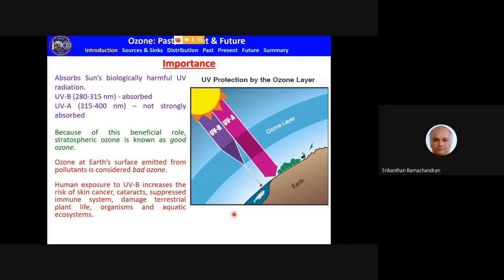Because of this beneficial role, the ozone that is found in the stratosphere is called the good ozone, while ozone that is found at the Earth's surface is emitted from the pollutants, and it is considered a bad ozone, which is actually not good. We also know that human exposure to ultraviolet biologically active radiation increases the risk of skin cancer, cataracts, it suppresses the immune system, and it can damage terrestrial plant life, organisms and aquatic ecosystems.